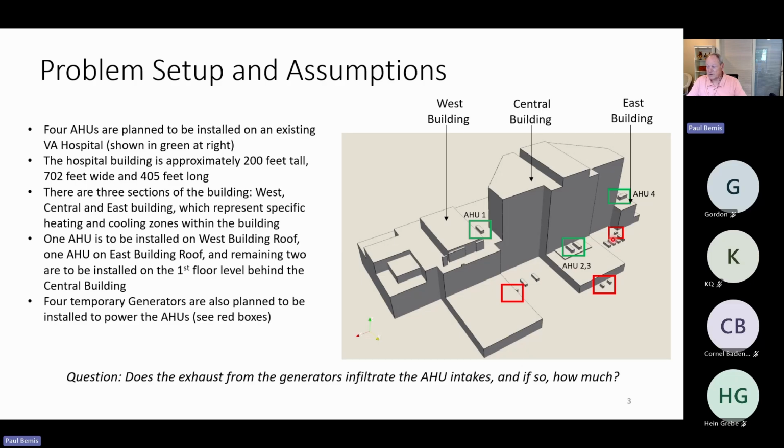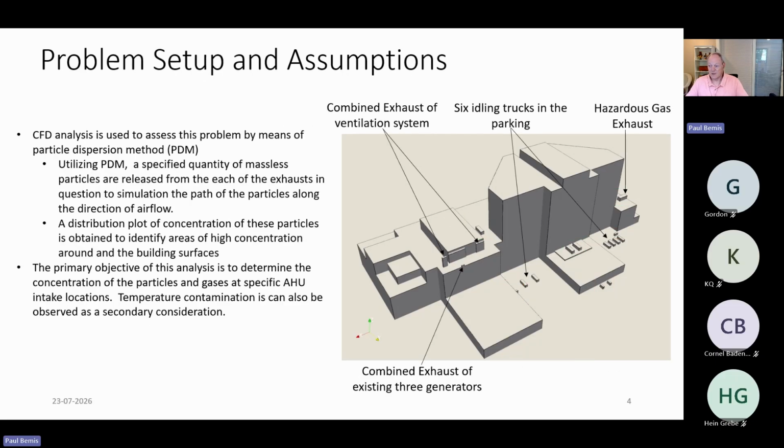So they wanted to understand the impact of wind change on the modifications they were making to the building. And temporary generators are going to be there. And the question they have, of course, is does the exhaust from the generators infiltrate the air intakes? And if so, how much? Now, the question of whether or not they do can be predicted, and the quantity can be predicted using CFD under a prevailing wind. And we're going to show you how that is done.